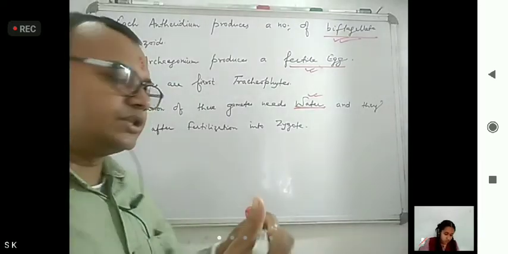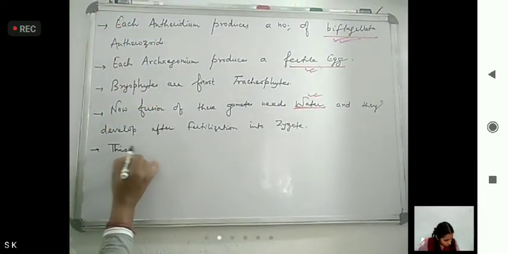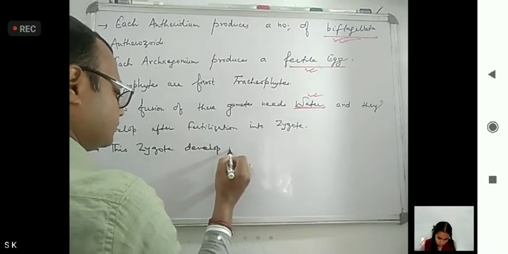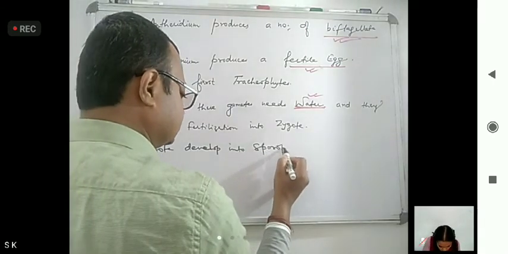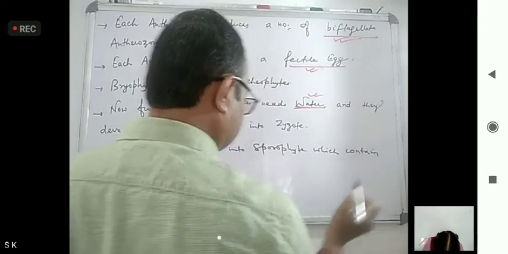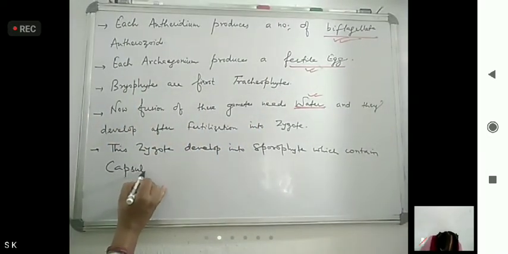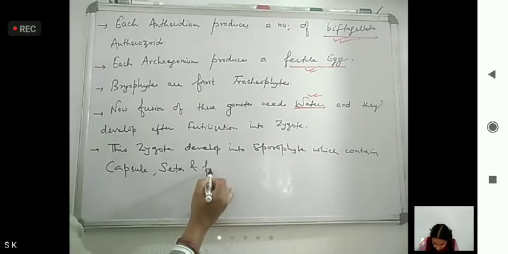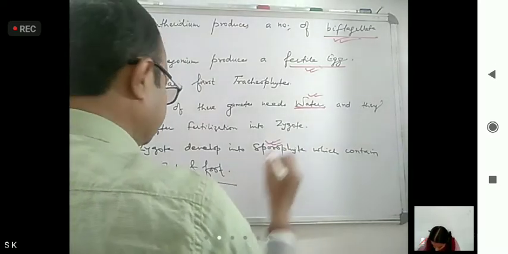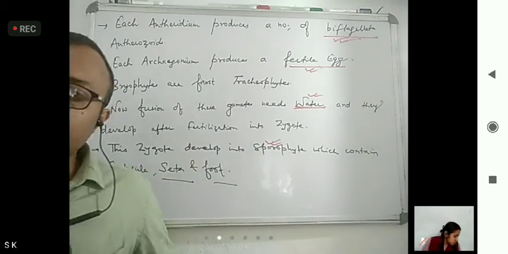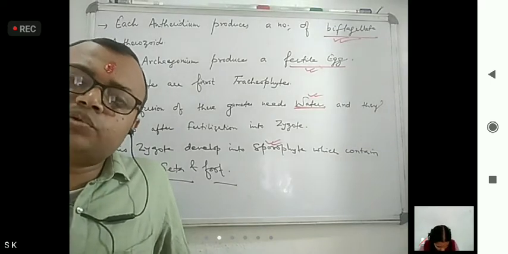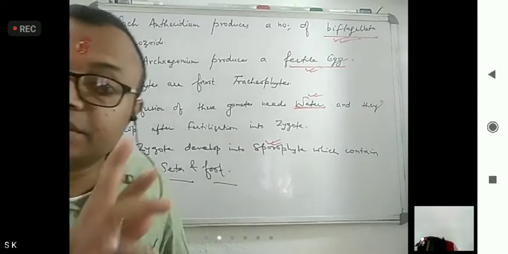Okay, and this zygote develops into the sporophyte, which contains capsule, seta and foot. Okay, so this part then comes on what? Sporophyte. Here what happens? This zygote develops directly into what? Sporophyte. Okay, now this capsule contains two spore sacs. This number two you have to remember.